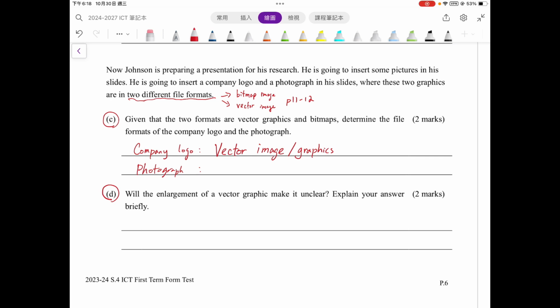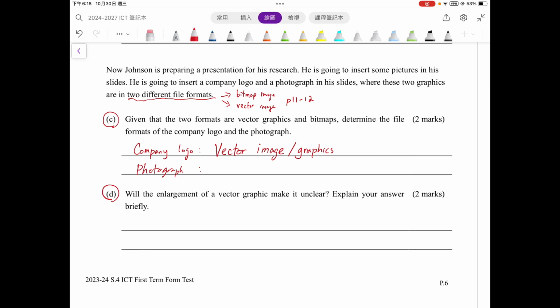And for the photograph, we have learned about the nature of vector image. Although you can say that, oh, after resizing, you won't have the squares coming out from the image, right?